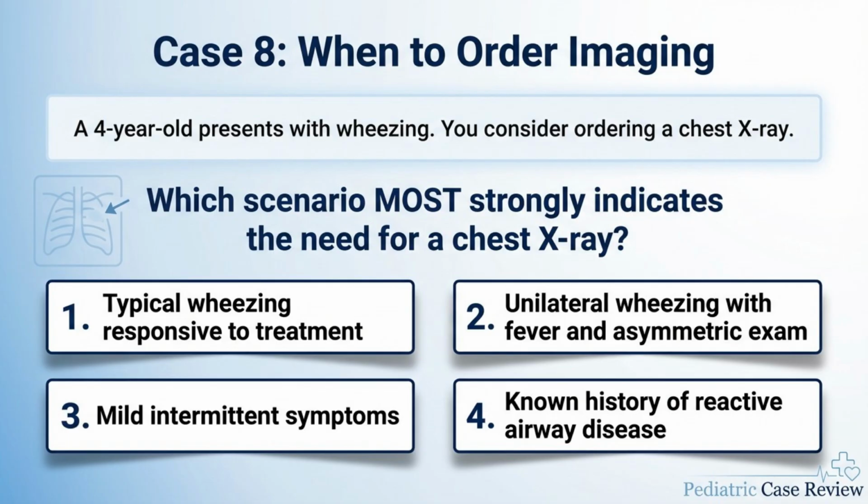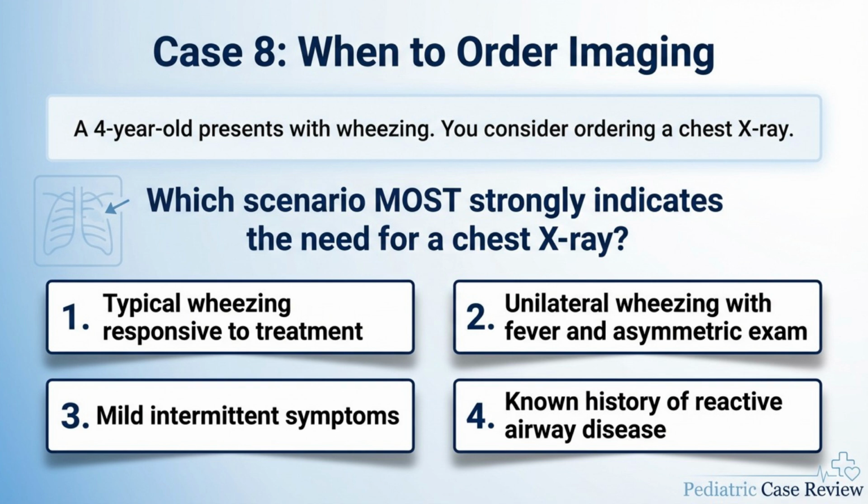Here is case number 8 regarding imaging indications. We have a 4-year-old presenting with wheezing. You consider ordering a chest X-ray. Which scenario most strongly indicates the need for a chest X-ray? Option 1, typical wheezing responsive to treatment. Option 2, unilateral wheezing with fever and asymmetric examination.